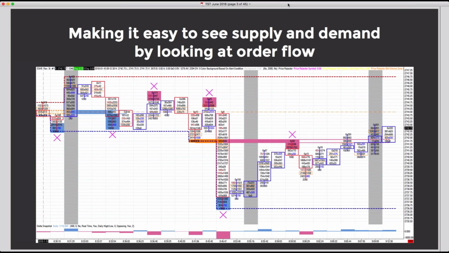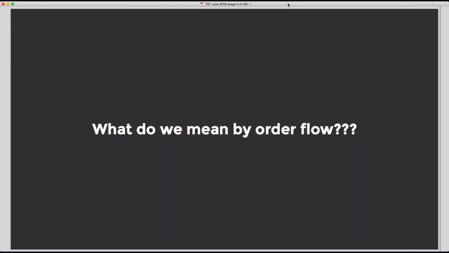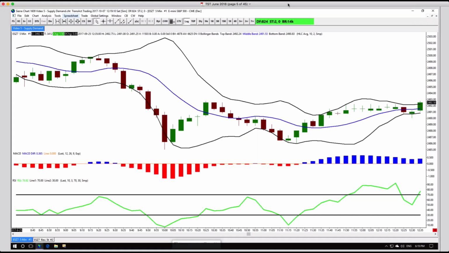Order flow is one of those phrases that is thrown around a lot. So let's examine what we really mean by order flow. And I'm going to not answer that first of all by showing this price-based chart.